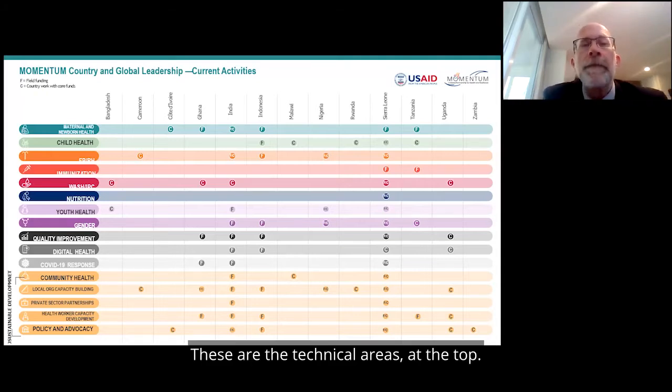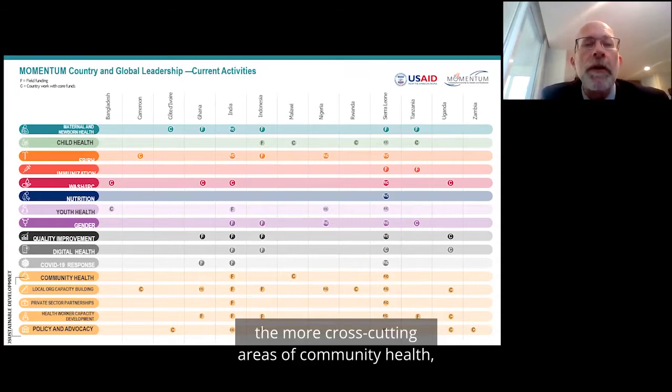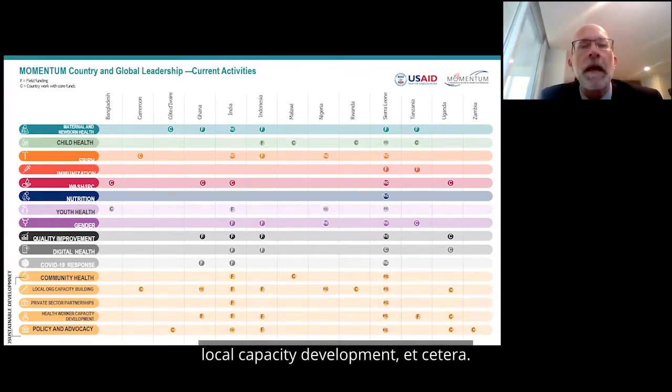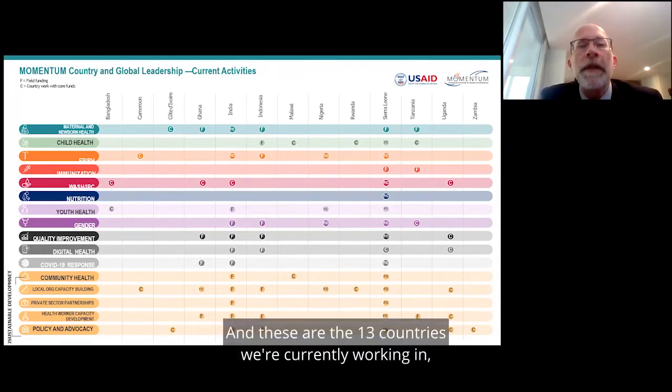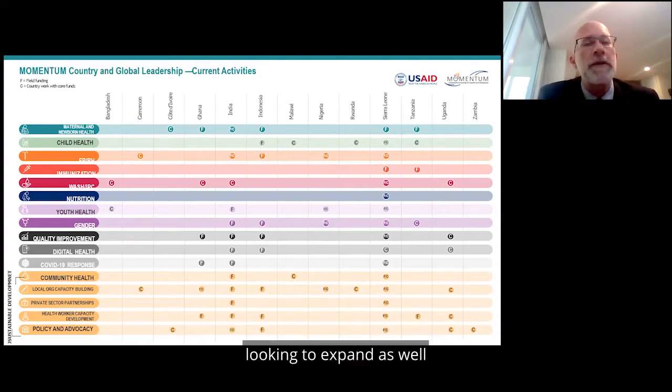These are the technical areas at the top, and you can see at the bottom the more cross-cutting areas of community health, local capacity development, et cetera. And these are the 13 countries we're currently working in, looking to expand as well.